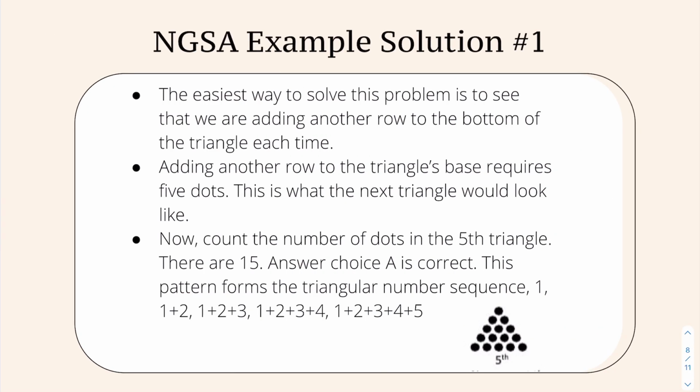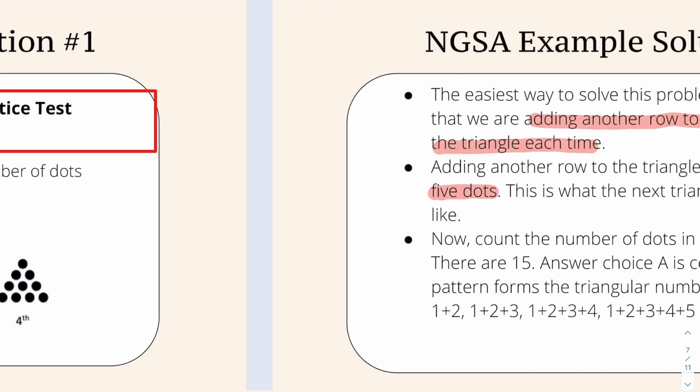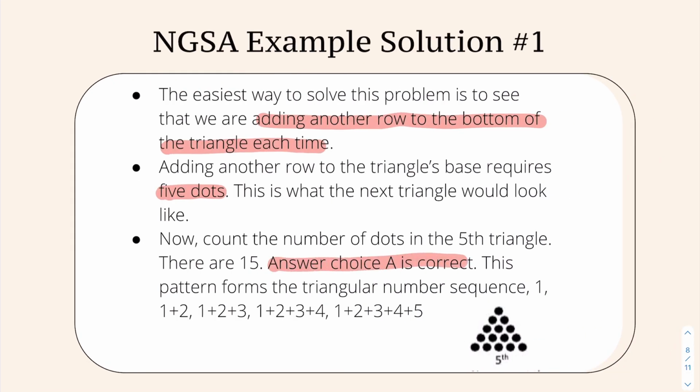So our solution is, the easiest way to solve this problem is to see that we are adding another row to the bottom of the triangle each time. Adding another row to the triangle's base requires 5 dots. This is what the next triangle would look like. So it would require 5 dots. Now count the number of dots in the fifth triangle. There are 15. So answer choice A is correct.